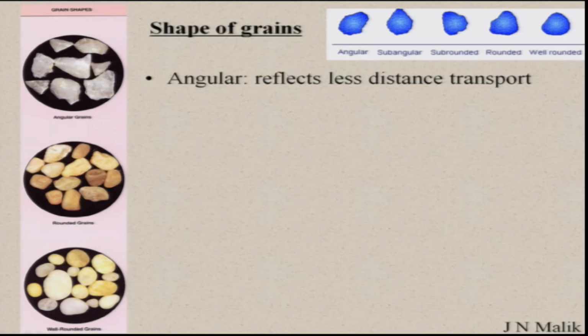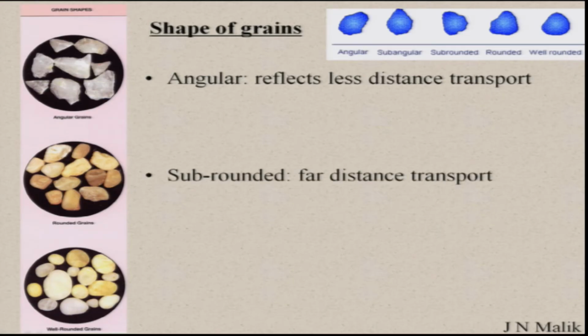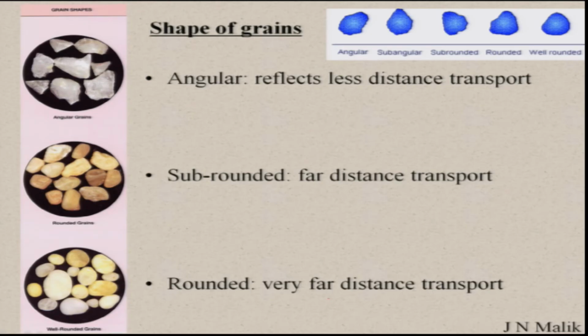If you have angular fragments within it, then you can say these are deposits which reflect less distance transport. Then sub-rounded means far distance transport, and rounded means very far distance transport. Again this shows the abrasion when the grains are transported. They are transported in bulk, rubbing against each other, and there is breaking and shaping up of the different rocks. So abrasion takes place during transportation, and the longer the time, the more rounded the grains become. Hence, rounded indicates long distance transport.